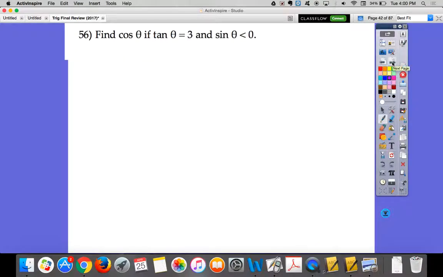Okay, find cosine if you know tangent is 3 and sine is less than 0. This is giving you a hint. This is sine is negative, tangent is positive. First of all, you've got to figure out which quadrant that is. For sine to be negative, this is out and this is out. For tangent to be positive, it's got to be here.